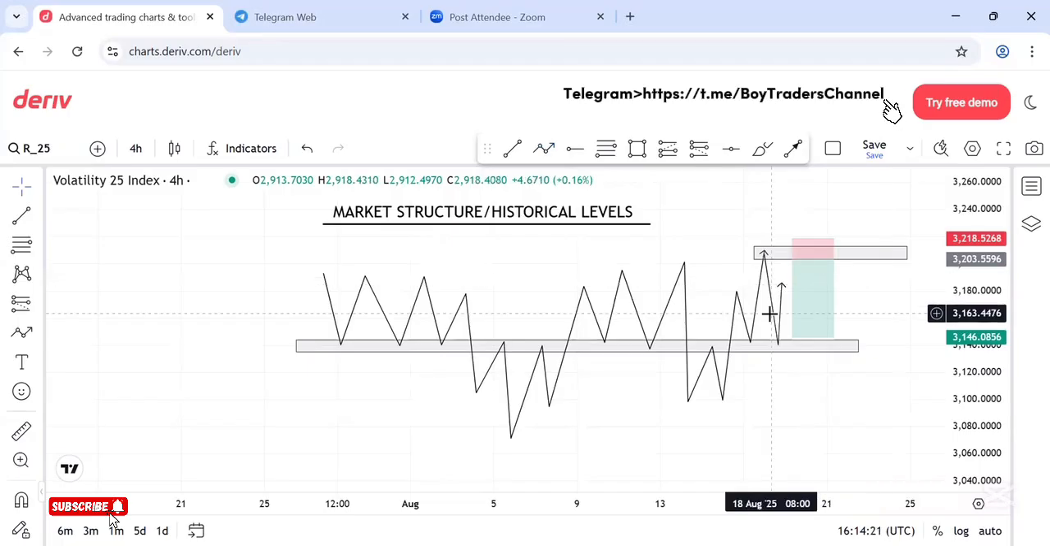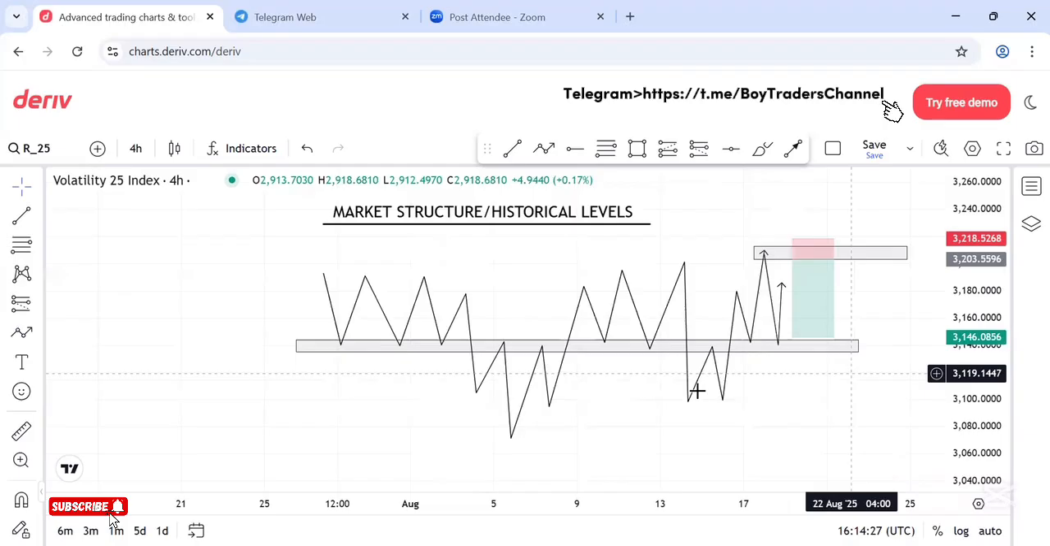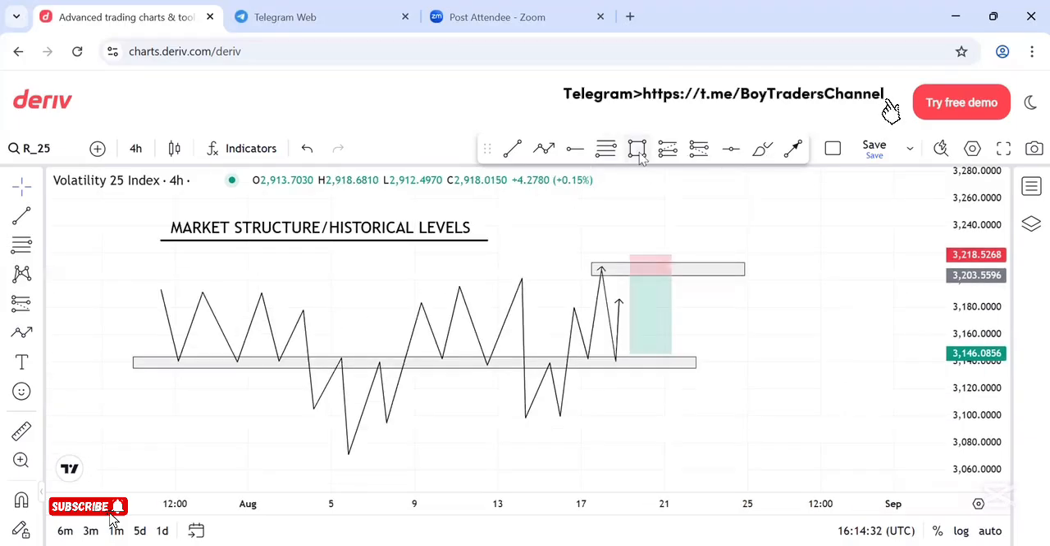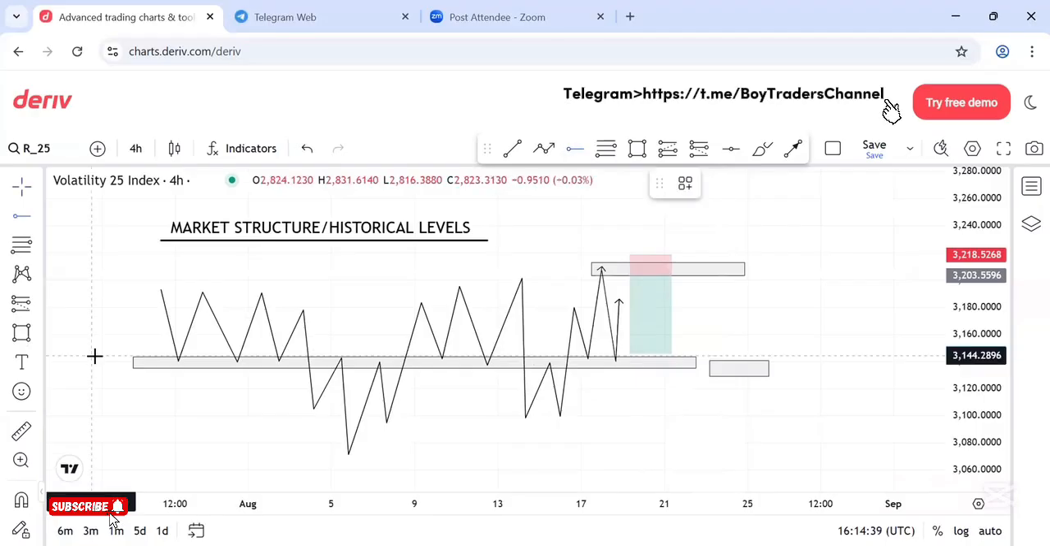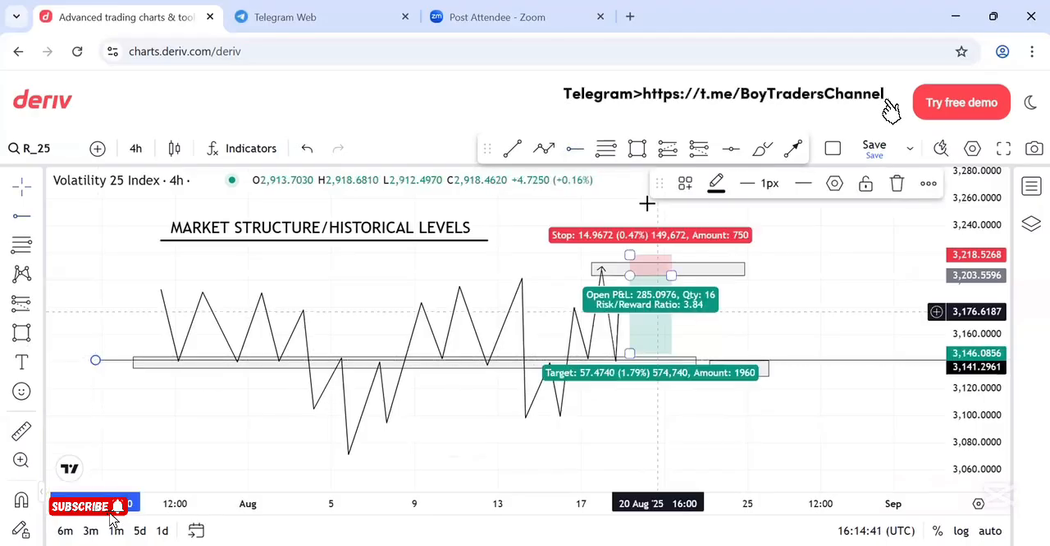When I say additional confluence, for an example, it happens to be that an order block aligns with the point where we had this historical level. For an example, we want to buy using an order block as an entry model, maybe spotted an order block here, and we have this historical level spotted based on past histories.